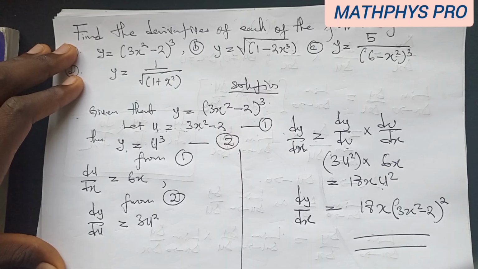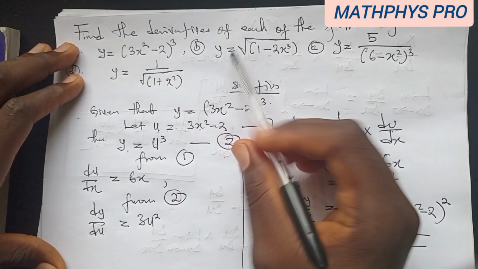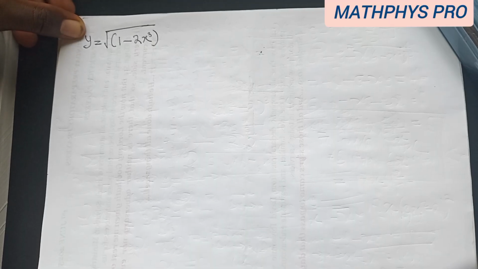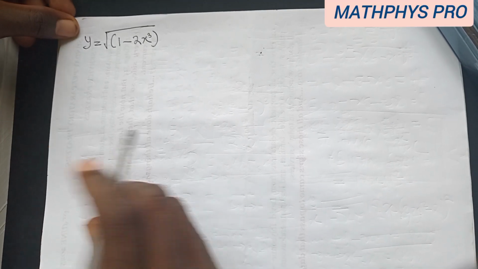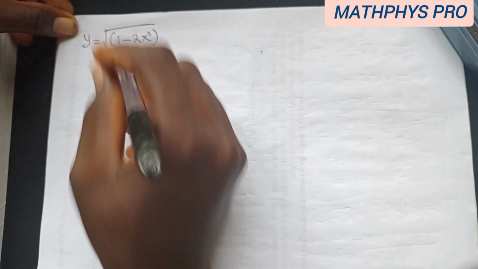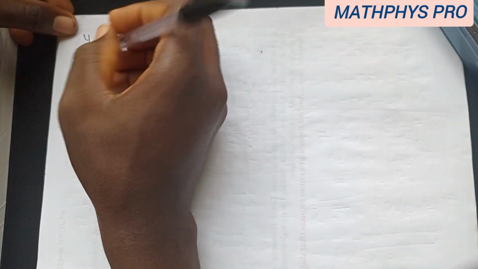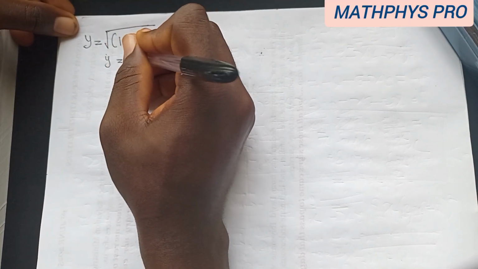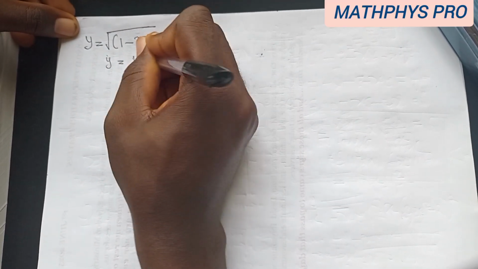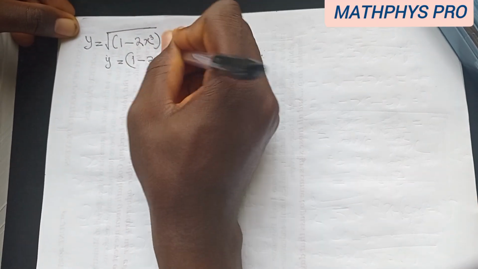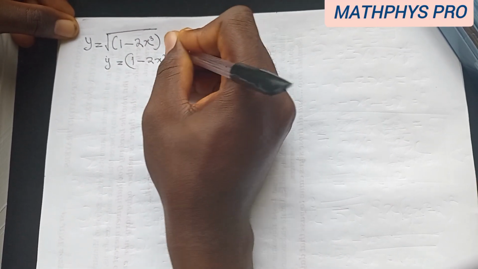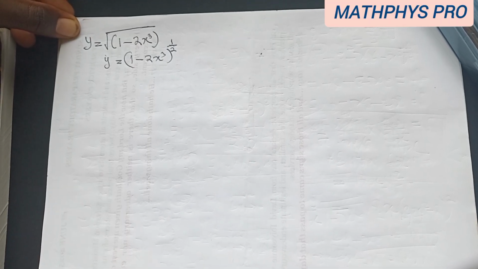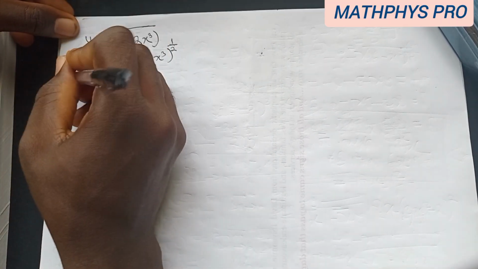So now this is the derivative of the first question, applying what? The chain rule. So now feel free to pause the video and try the second question. y equals root of 1 minus 2x cubed. So remember that this function can also be written as y being equal to 1 minus 2x cubed raised to power 1 over 2. This is the fractional index law, according to the law of what? In indices.